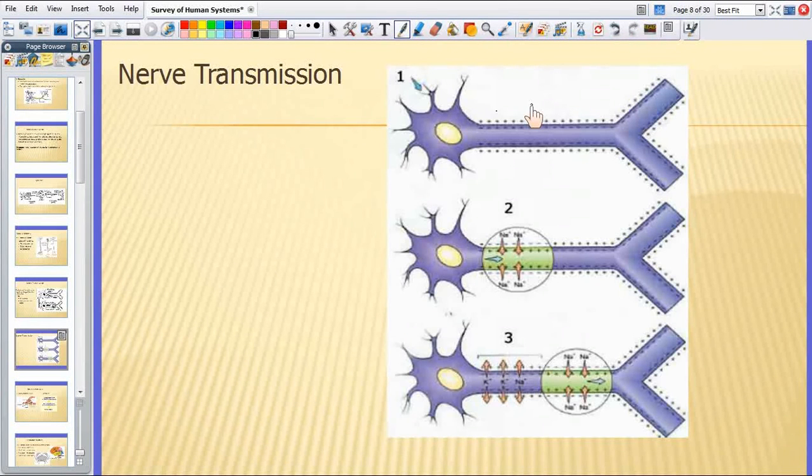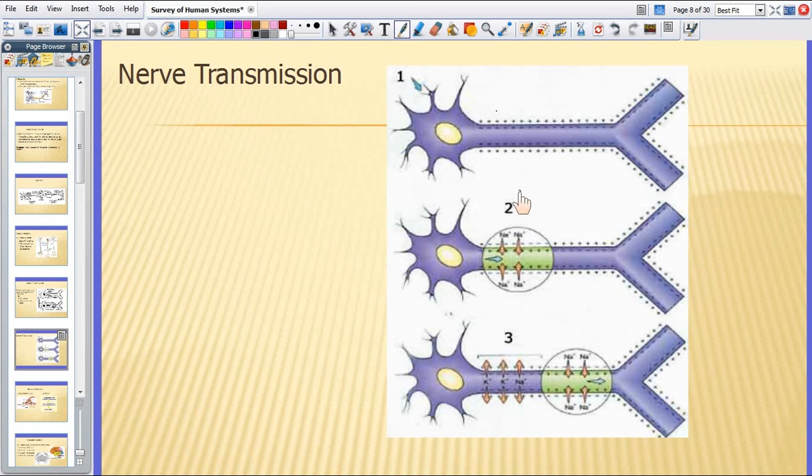Let's go over the idea of nerve transmission one more time before we move on. We're going to start at step number 1. This is a polarized cell, meaning that it is at rest. If you look at the inside of the axon, it is more negative than the outside. There is no action potential or no nerve impulse moving through it.